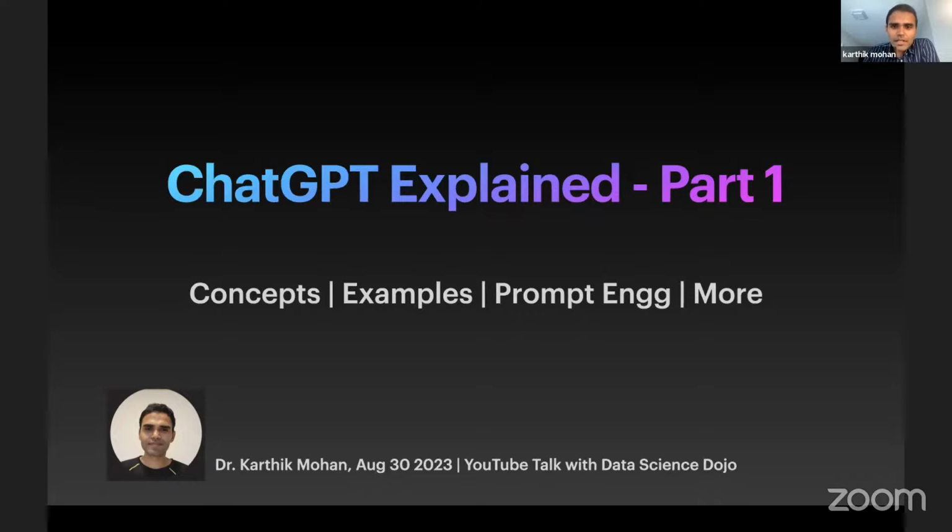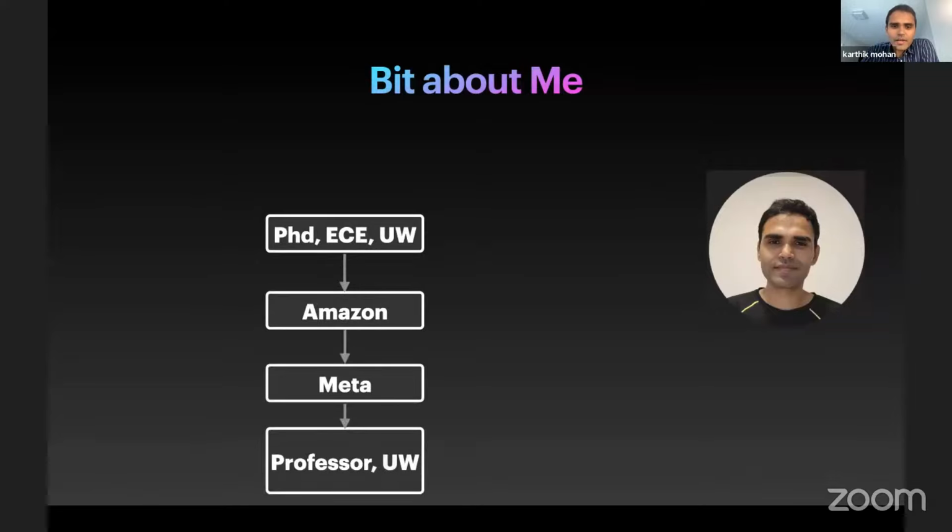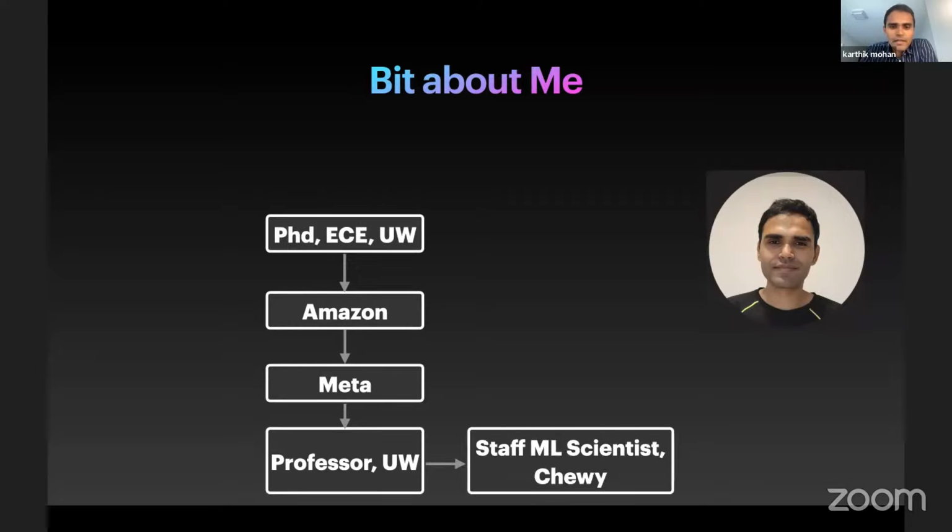I'm Karthik Mohan. I did a PhD in ECE at University of Washington, Seattle. Then I worked at Amazon. Then I worked at Meta. Then I took up affiliation with University of Washington as a professor, where I'm still affiliated. And I do some part-time courses. I teach there at the professional master's program. And more recently, I joined Chewy.com, which you can think of as Amazon for pets and pet products, as a staff ML scientist, which is where I'm currently positioned.